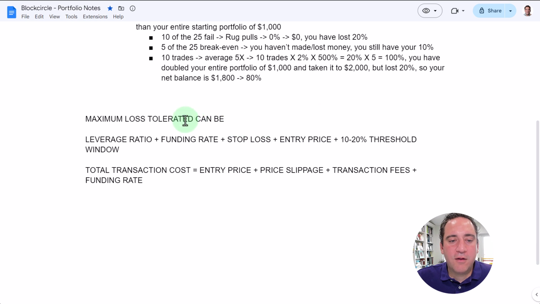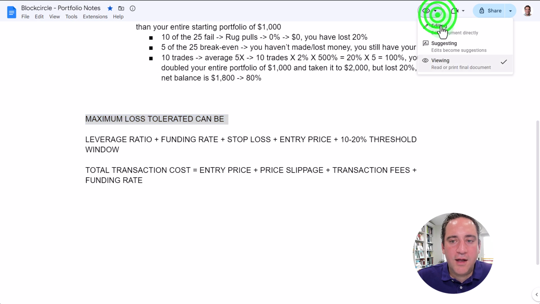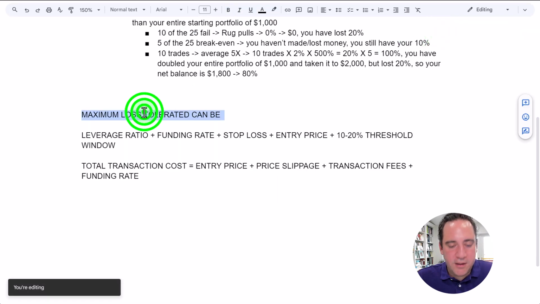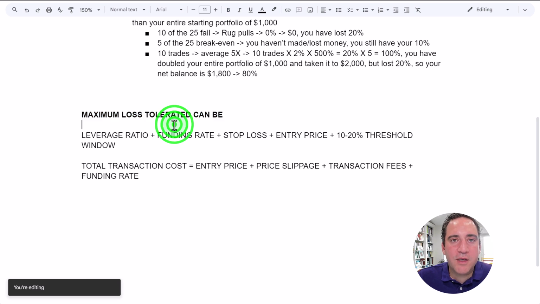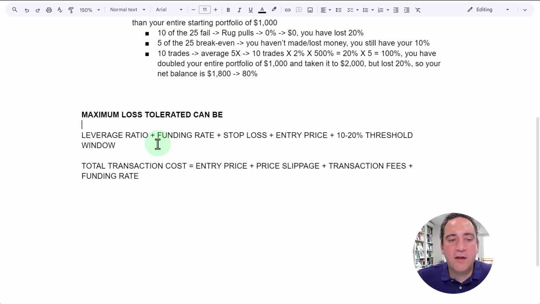Another thing that I think would be very helpful is you should always have some type of formula that you're using for how you're calculating maximum loss and how much you are willing to tolerate. And that should always take into consideration your leverage ratio, your funding rate, your stop loss, your entry price, and some type of threshold window.